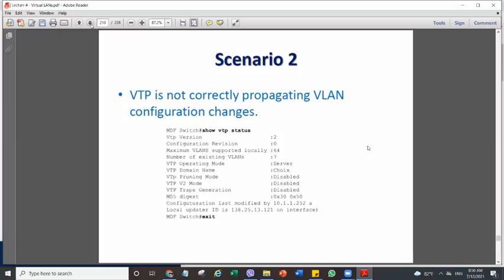So let's move on to scenario 2. Scenario 2: VTP is not correctly propagating VLAN configuration changes. You remember what the VTP modes are. Some modes transmit the VLAN configuration, some do not. So if by mistake you configure the switches as VTP clients, then those configurations will not appear in the neighboring switches.